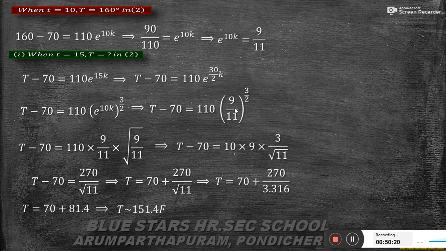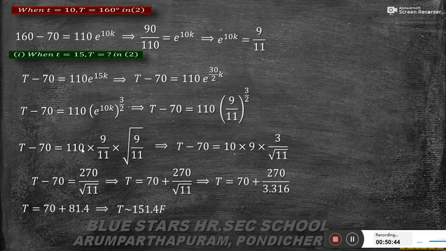So I substitute e power 10k equal to (9/11) whole power 3/2. Therefore T minus 70 equal to 110 into this (9/11) power 1 plus 1/2. That means 9/11 into square root of 9/11. So the next step, T minus 70 equal to 110 divided by 11.